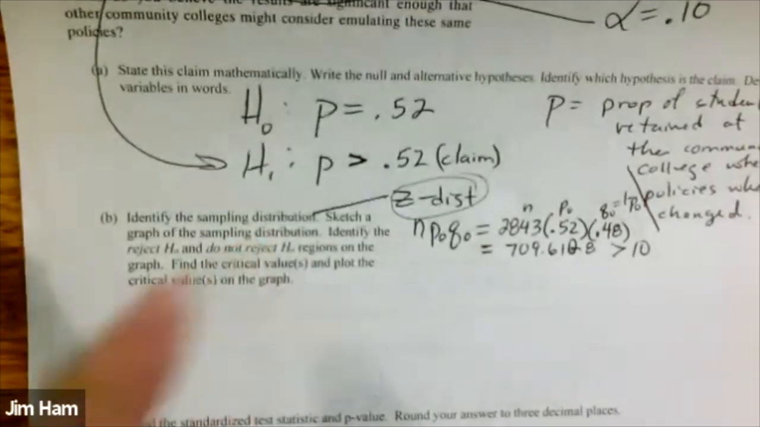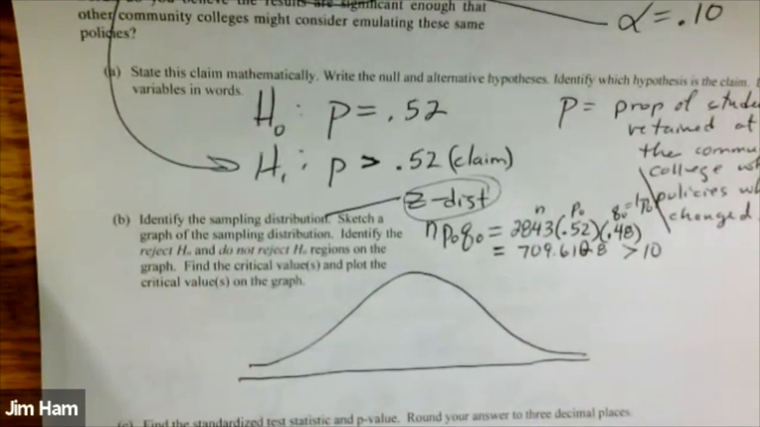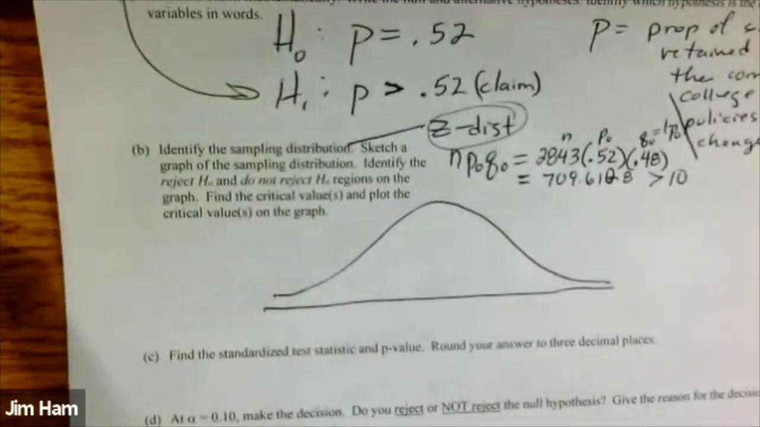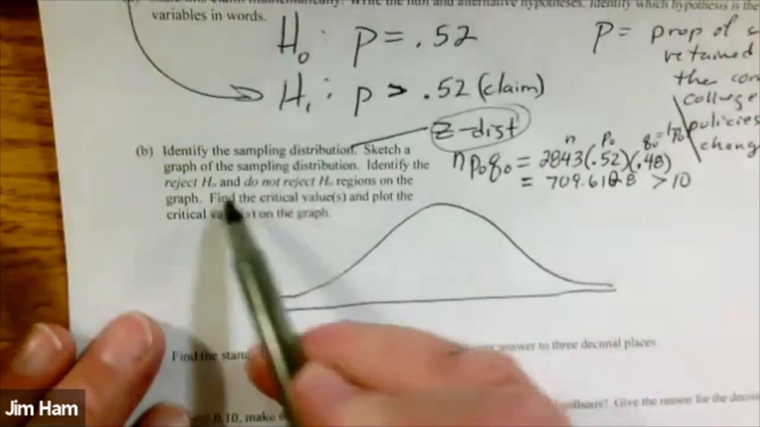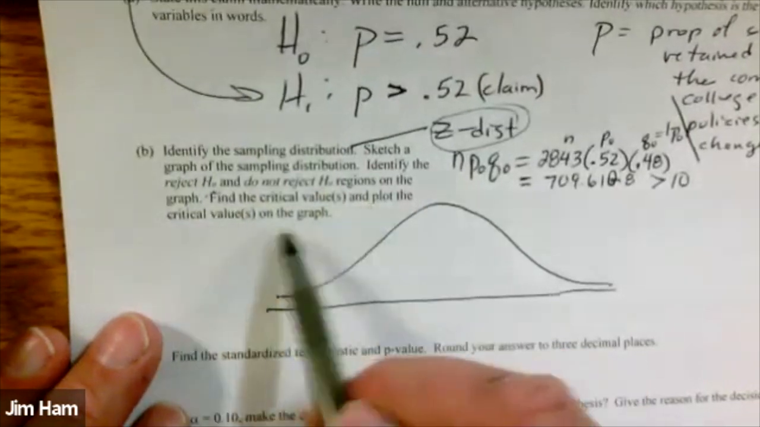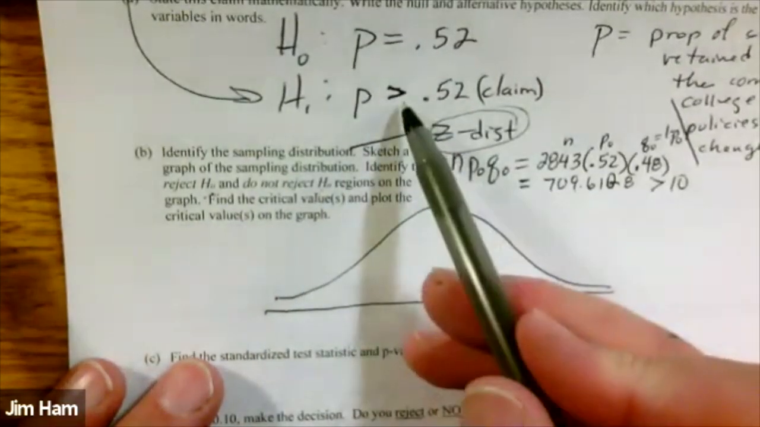It says sketch it, so I'm going to sketch it. So it looks like we're going to be using the classical approach here, as opposed to the p-value approach. Identify the reject and do not reject regions on the graph, find the critical values, and plot them on the graph. Okay. So this is a greater than test.